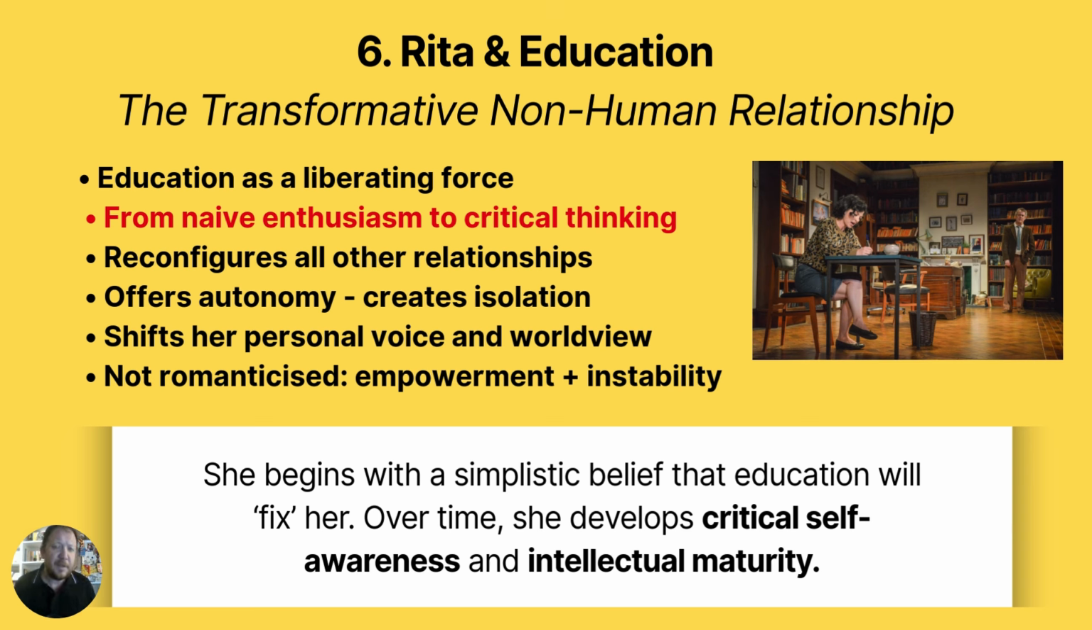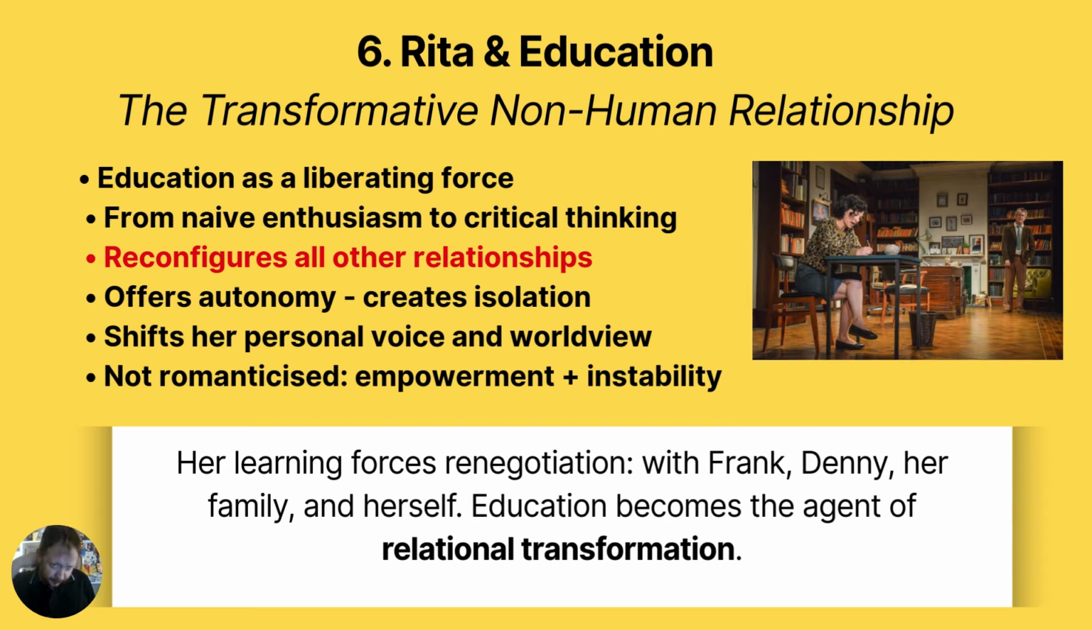But anyway, the studying goes from naive enthusiasm to critical thinking. She begins with the simplistic belief that education will fix her. Over time, she develops critical self-awareness and intellectual maturity. And the education ultimately is what reconfigures all the other relationships. Her learning forces renegotiation with Frank, Denny, her family, and herself.